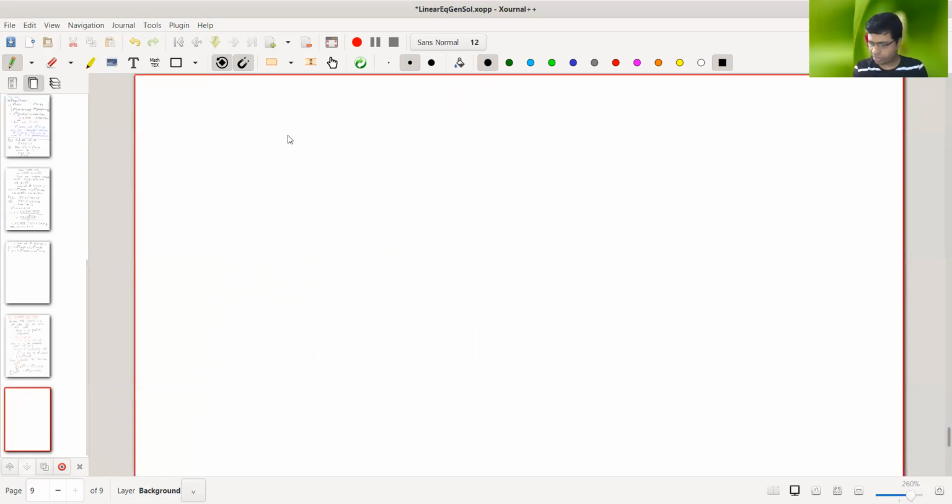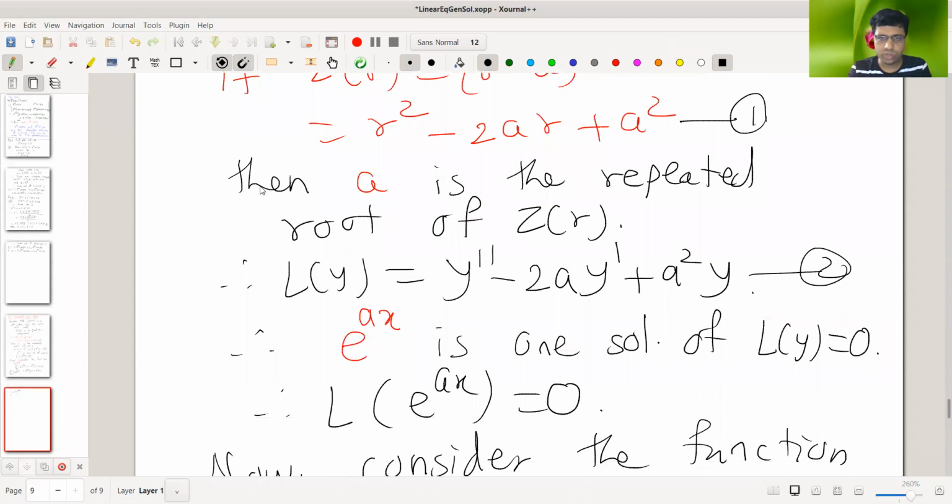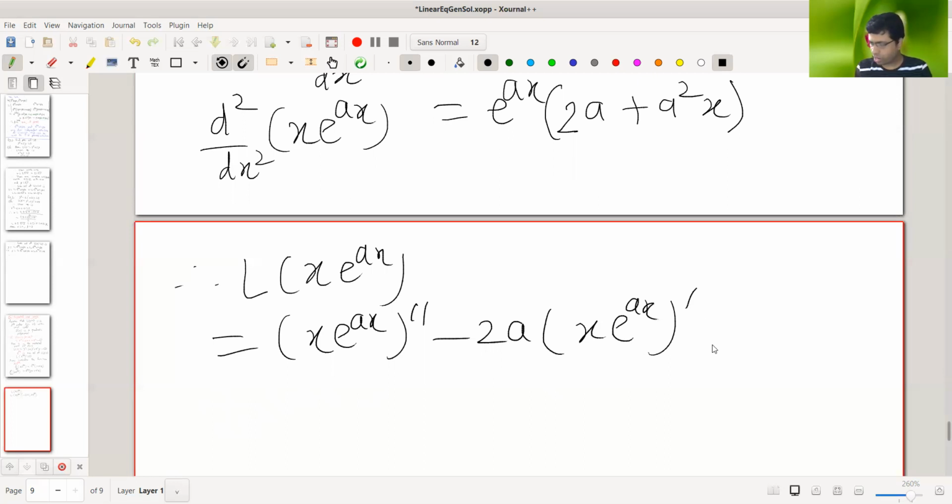Now let us find L of x e raised to ax. Therefore, L of x e raised to ax is, we know L of y is y double dash minus 2a y dash plus a square y. y double dash means here it is x e raised to ax, its second order derivative, minus 2a into x e raised to ax, its derivative, and a square into this function x e raised to ax. Okay, now we substitute the values of derivatives.